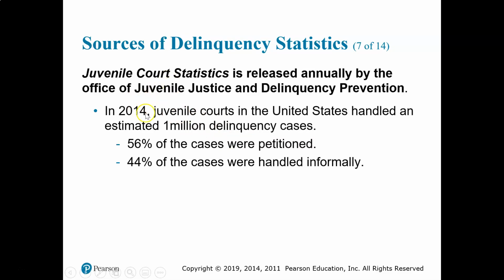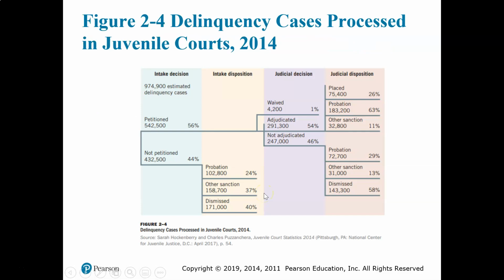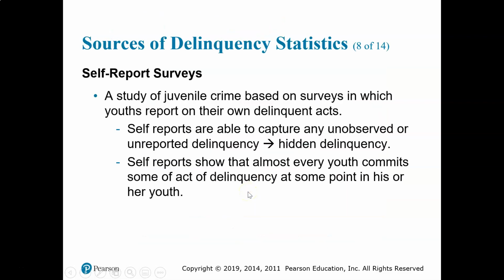So we talked about in 2014, only 56% of juvenile cases, of the 1 million juvenile delinquency cases, actually went to court. So this is data that we would miss out on. This is just a little chart that shows you that there's a 56%. These all went up here to court. These come down here to informal sanctions.